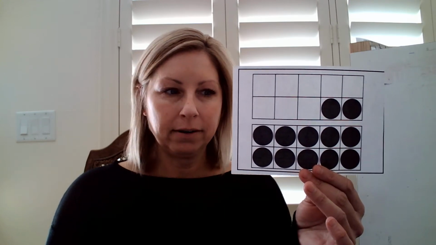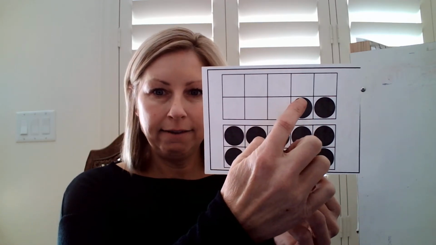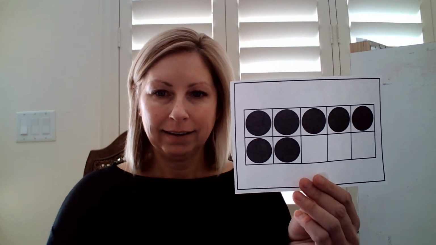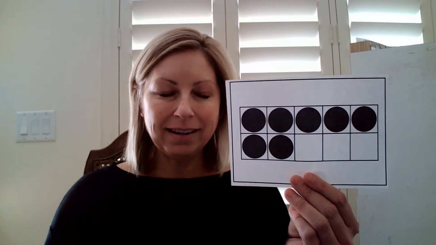Okay, what number? This is all filled in. What is it? 10, 11, 12. Good job. All right, this is only 1 10 frame. What'd you get? 7. Okay, so what number can we put in our head? 5, and then count on. 6, 7. Good.